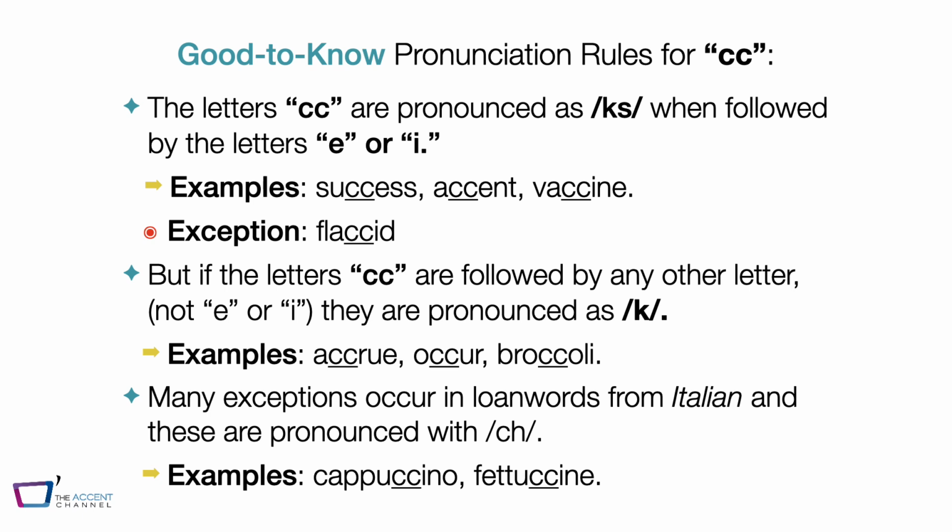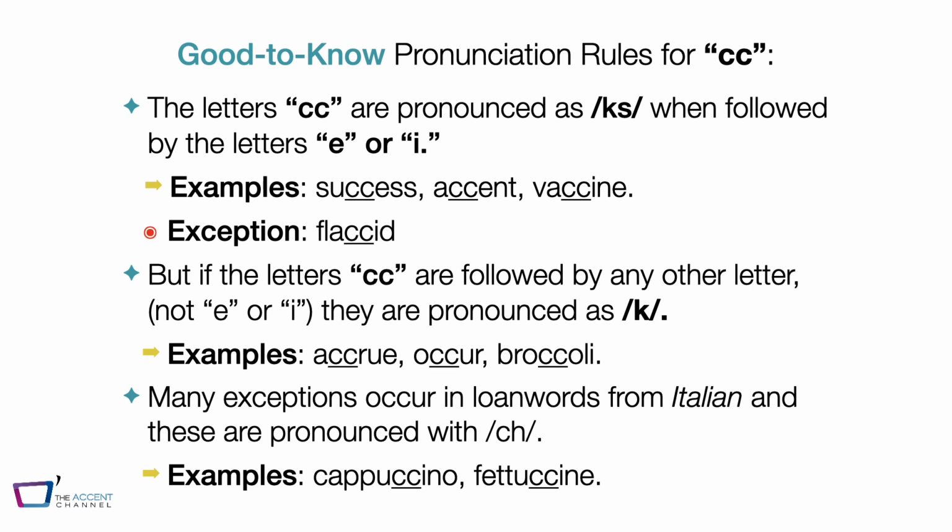Flaccid is an exception. You see the two C's together in the middle of the word, but those two C's are not pronounced KS, they're pronounced as an S, flaccid. But if the letters CC are followed by any other letter, so not followed by E, not followed by I, the CC is pronounced as a K sound. Examples of this would include accrue, occur, broccoli. You can hear that hard K sound in there. It's not a KS, it's just a K.